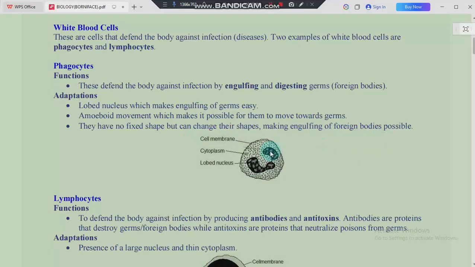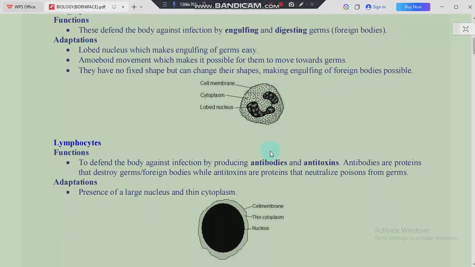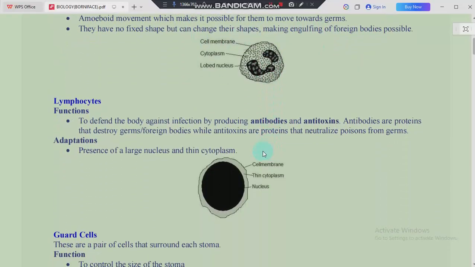So how do we distinguish a phagocyte from a lymphocyte? When we talk about a lymphocyte as a type of white blood cell, the function is to defend the body against infection by producing antibodies and antitoxins. Remember we said the phagocytes engulf, or eat, or swallow the germs or microorganisms. But the lymphocytes produce antibodies and antitoxins.